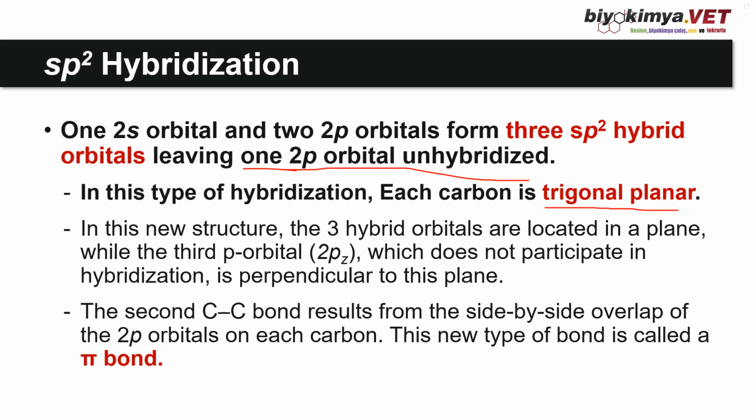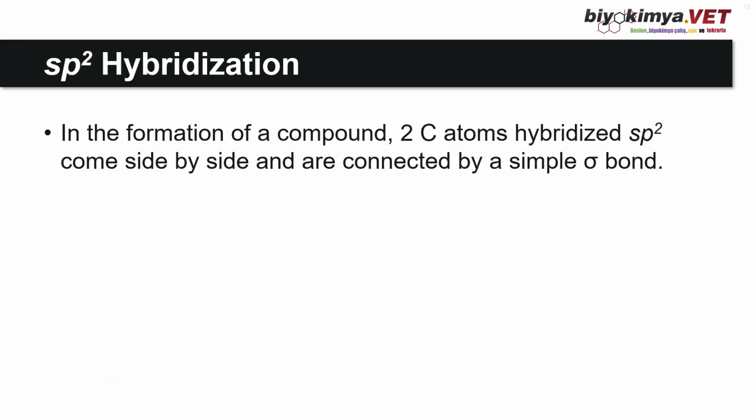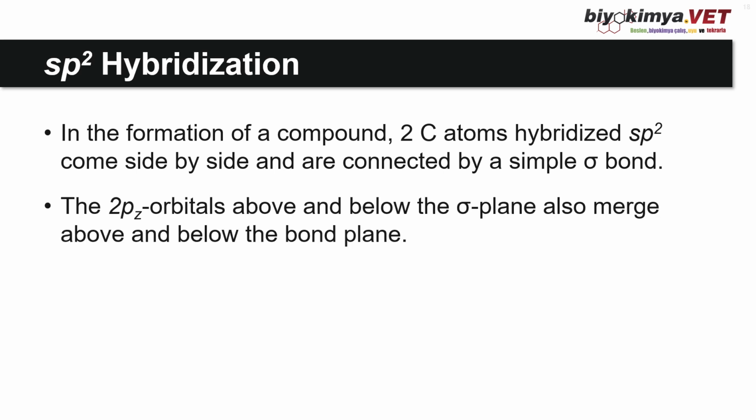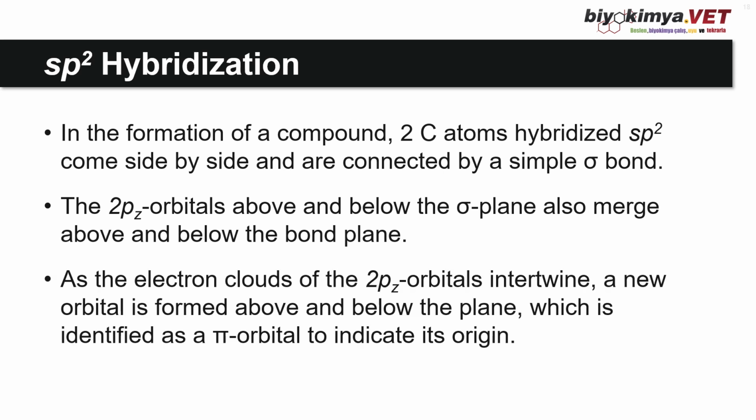The second carbon-carbon bond results from side-by-side overlap of the two p orbitals on each carbon. This new type of bond is called a pi bond. Pi bonds are usually weaker and therefore more easily broken than sigma bonds. In the formation of a compound, two carbon atoms hybridized sp2 come side by side and are connected by a simple sigma bond. The two pz orbitals above and below the sigma plane also merge above and below the bond plane. As the electron clouds of the two pz orbitals intertwine, a new orbital is formed above and below the plane, which is identified as a pi orbital to indicate its origin.